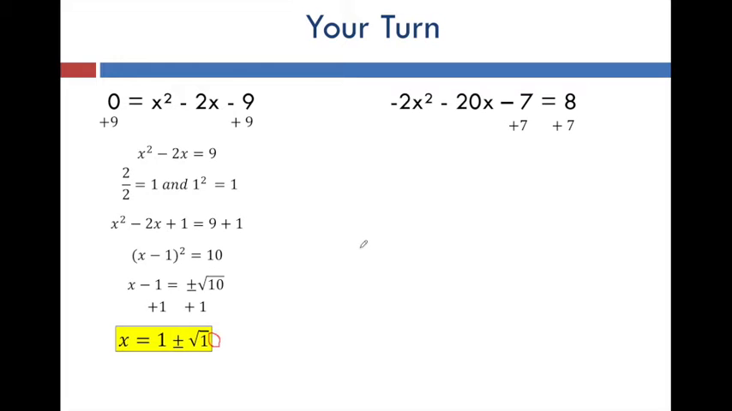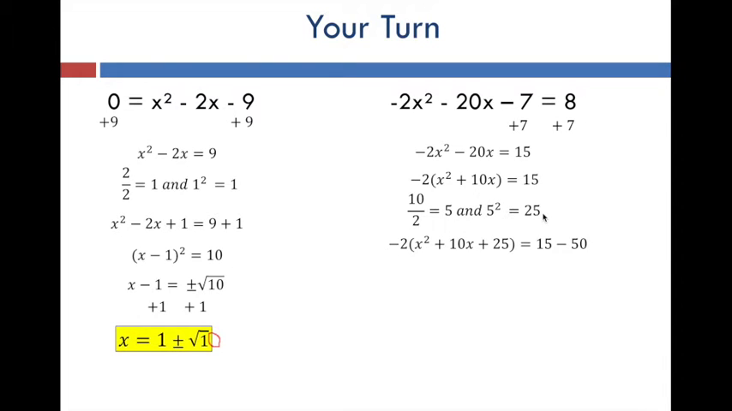Okay, so I'm going to get this in the correct form, ax squared plus bx equals c, by adding 7 to both sides. Now I'm going to factor out negative 2. Now I'm going to take half of b, square it, and add that number to both sides. But don't forget, this 25 is not a 25, it's negative 2 times 25, so I'm going to add negative 50 to the right side.